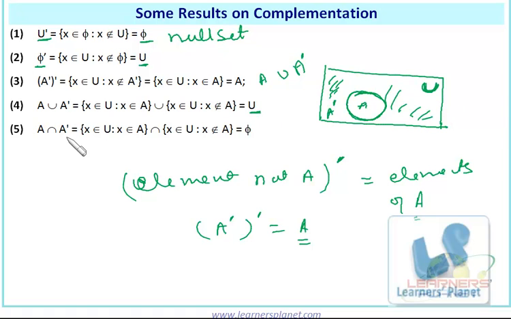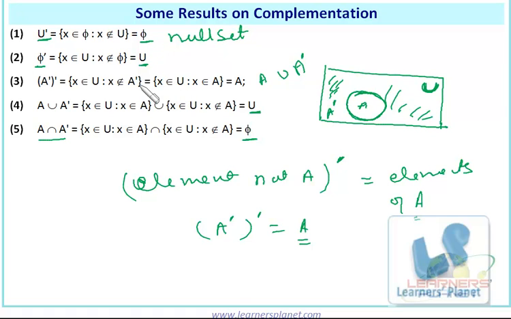And A intersection A dash. A dash and A, both of them are disjoint sets, because A dash is all the elements which are not part of A. So A dash is a different set, A is a different set. So A dash and A are disjoint sets, nothing is common between the two. That means A intersection A dash, nothing is common. That's why it is a null set. So you should be very clear about it.